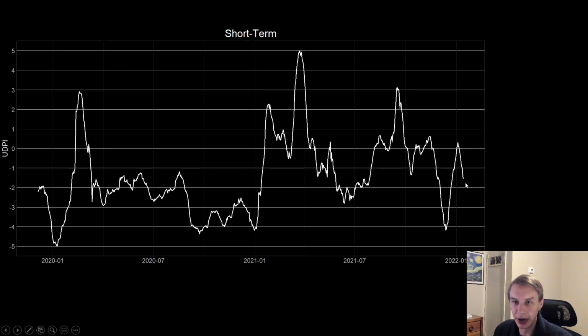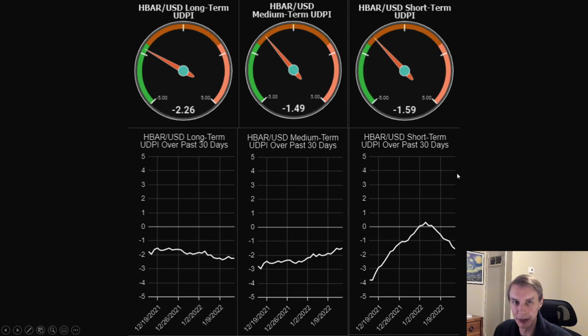So the model overall thinks that there's more upside than downside potential that's realistic, but that doesn't, of course, preclude the possibility of downside. It's just saying that in the short term, the risk-reward ratio is relatively favorable for HBAR. Now again, not financial advice, but just something to think about.